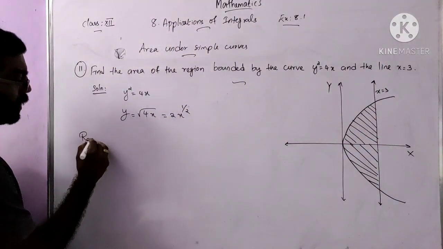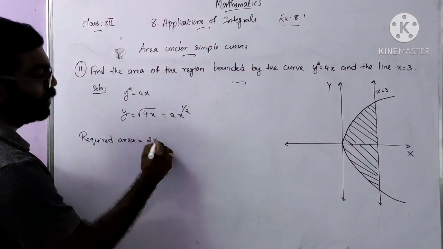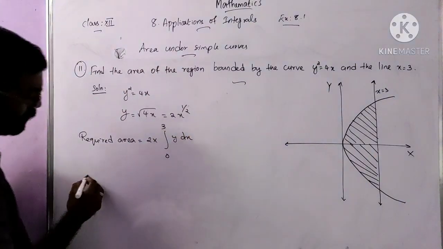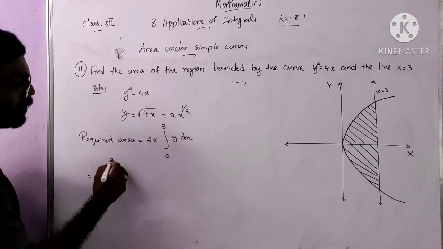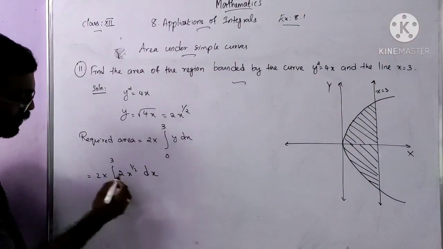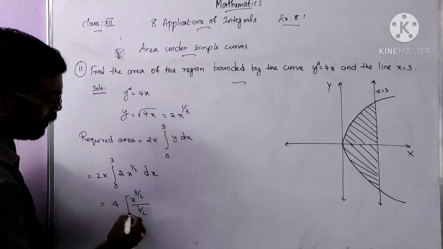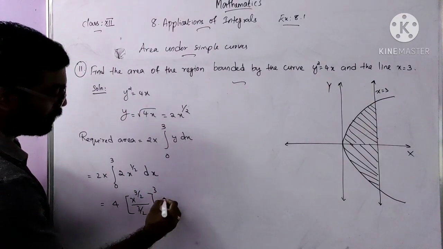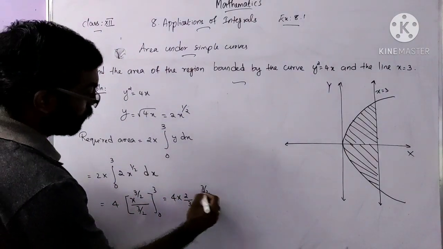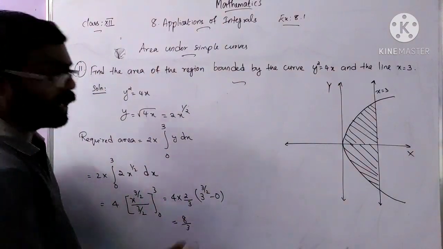So required area is equal to 2 into integral 0 to 3 y dx. That is 2 into integral 0 to 3 2x raised to half dx. 2 twos are 4. 4 into x raised to 3 by 2 divided by 3 by 2 within the limit 0 to 3. Or 4 into 2 by 3, 3 raised to 3 by 2 minus 0. Lower limit is 0. So 8 by 3 into 3 raised to 3 by 2.